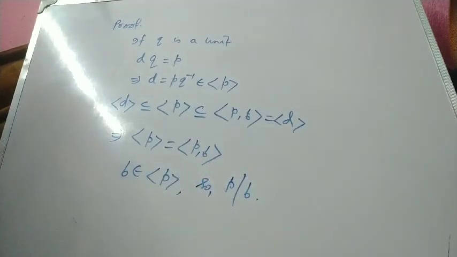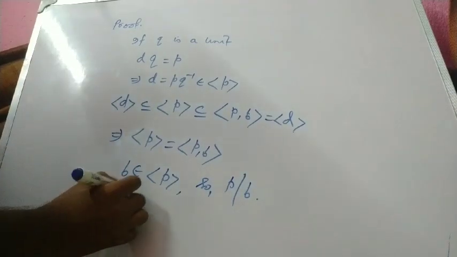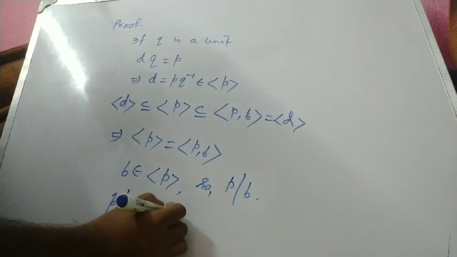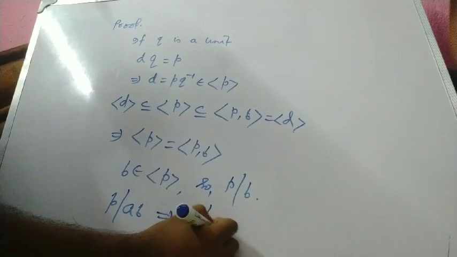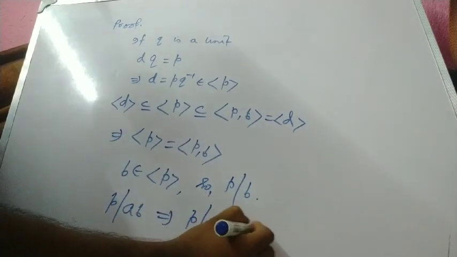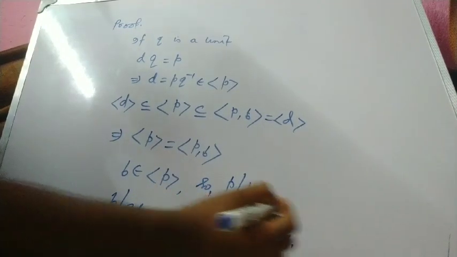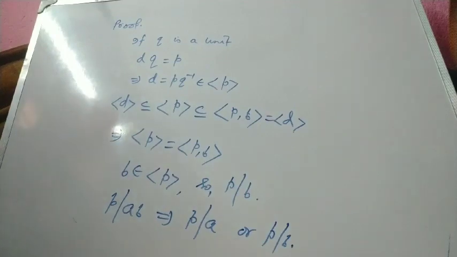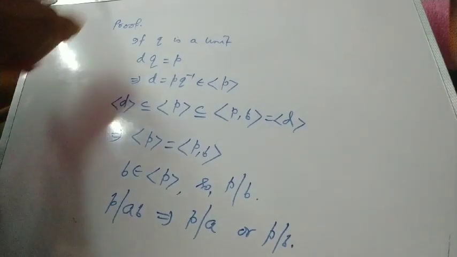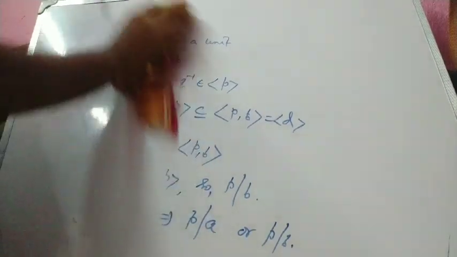So in any case we have seen that if p divides ab, then either p divides a or p divides b. That is, p is a prime element. So if R is a principal ideal ring, then every irreducible element is a prime element. Okay, now the corollary.